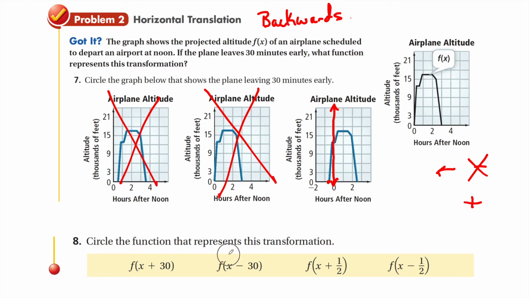So I can rule out the second and the fourth portion, and now it's either the first or the third. But taking a look at it, I don't see 30 anywhere out here. So although it does say 30 minutes right here, that's not what we're talking about. We're basing it off of hours after noon, which means we're going to be talking about the f of x plus 1/2.